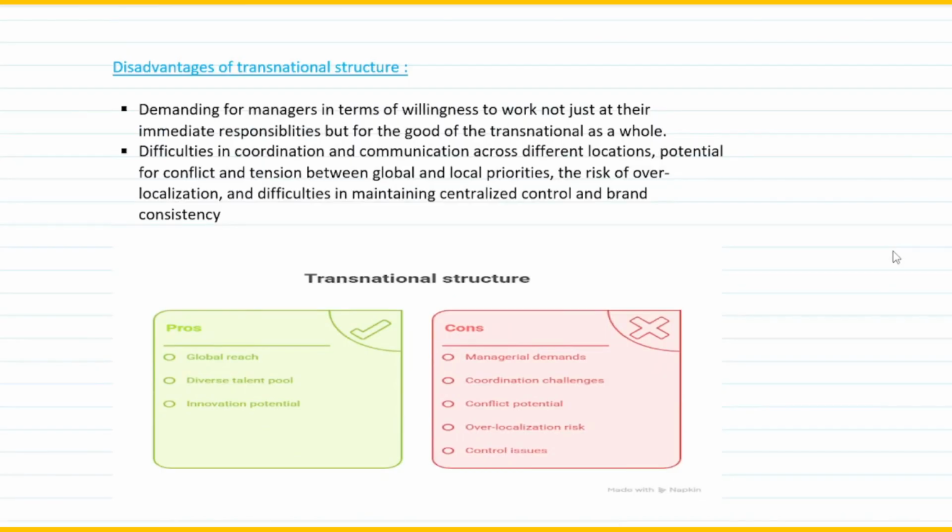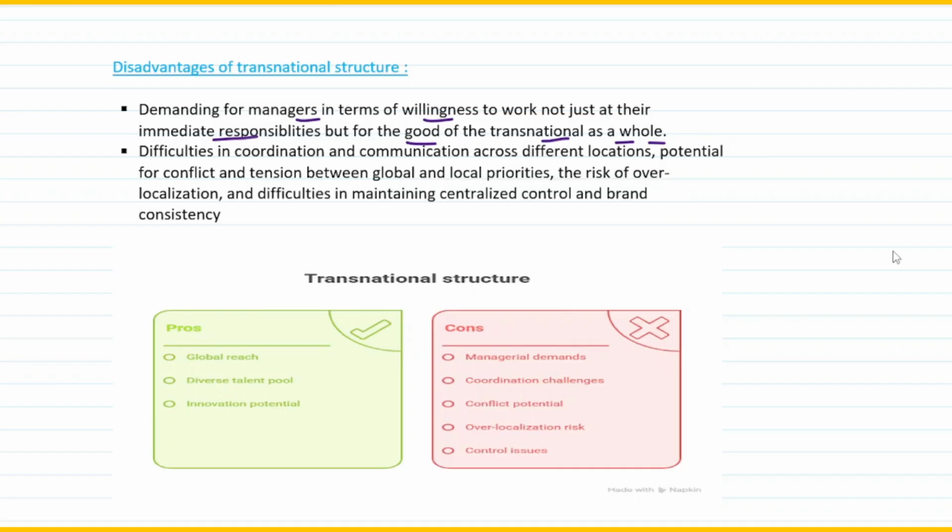First of all, it is demanding for managers in terms of willingness to work not just at their immediate responsibilities but for the good of the transnational as a whole. So they are not only accountable for their local performance, but their performance will eventually have an impact on the global structure as a whole. Hence that becomes a demanding feature for the managers.